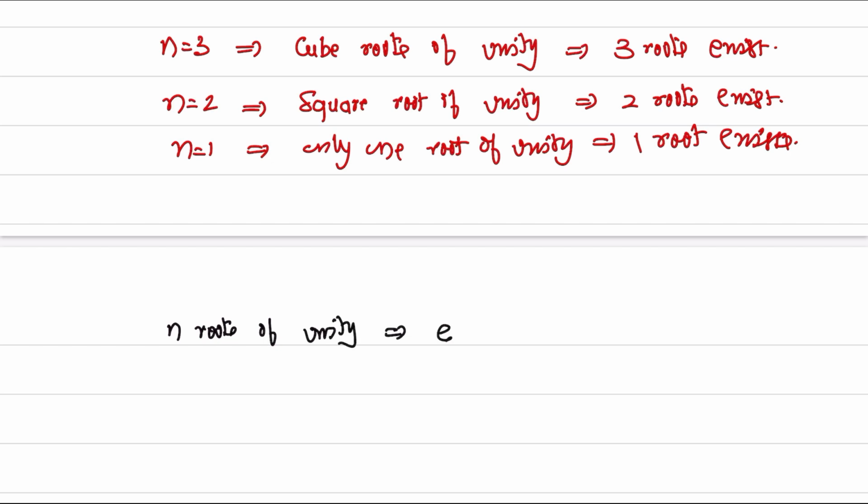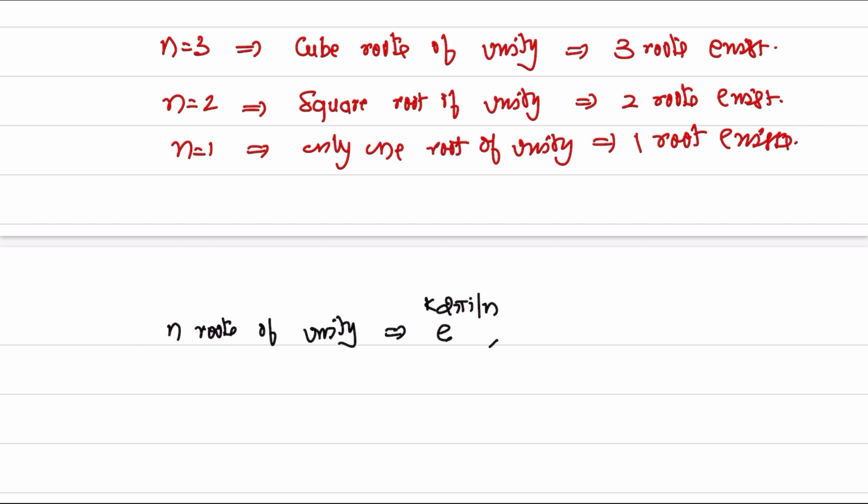This implies e to the power of 2 pi I by n. But I want the kth root. There are n number of roots. I don't want the nth root. I want some kth root in between.